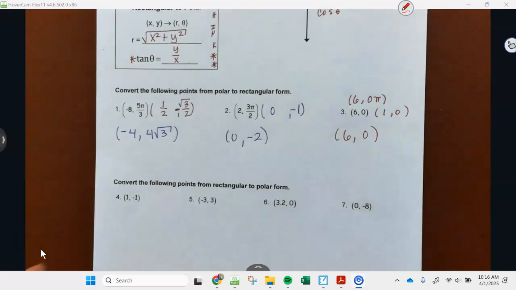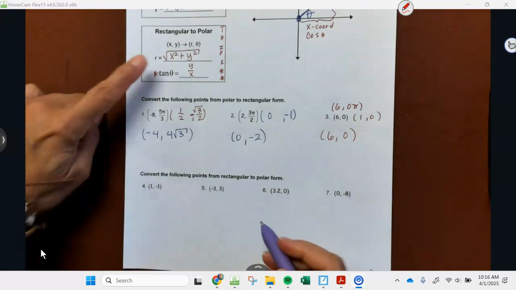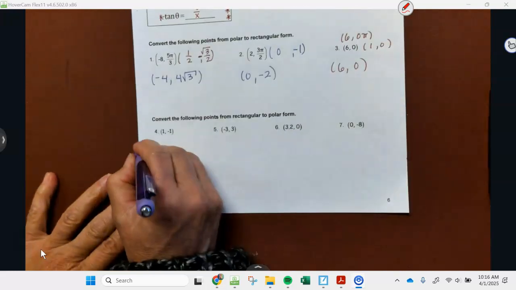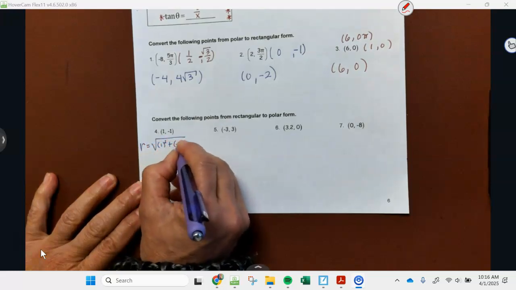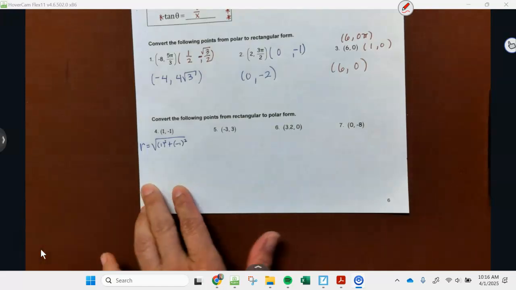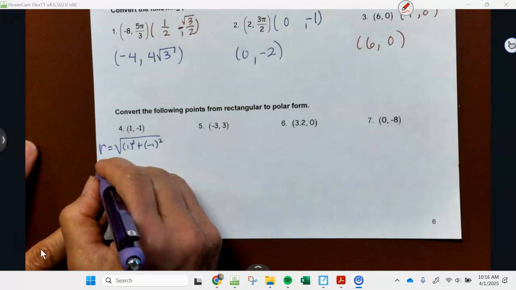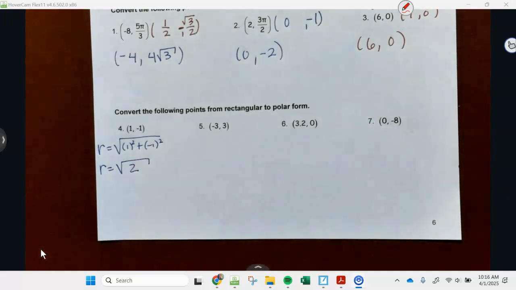Steps on this, just like there were 2 steps at the beginning. It's still pretty straightforward. The first thing we're going to do is find r. To find r, you're going to take x and square it, take y and square it, and add them together. So that is going to turn into 1 plus 1, which is 2. And you can't take the root of 2, so that's your r value.